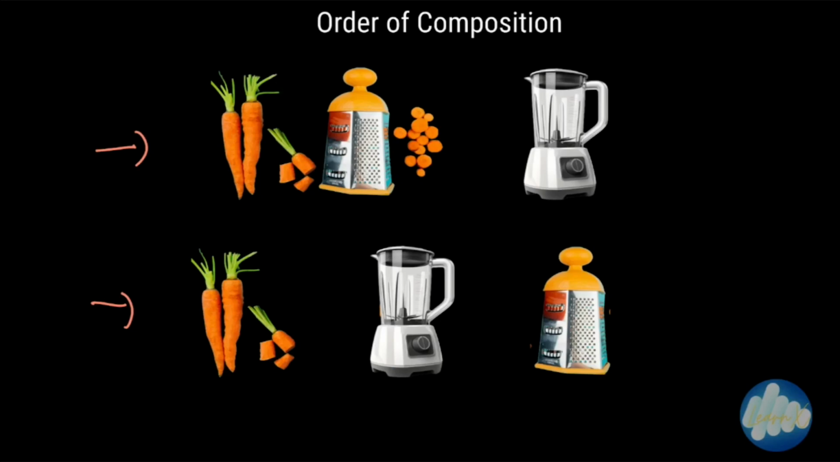You'll have, first it'll go to the blender, which won't do a really good job. It'll perhaps break it into somewhat large chunks, and then you could use the grater and break it down into fine gratings, perhaps at best. But you're definitely not going to get your carrot juice. That's impossible. So what you want to see here is that when you switch the order of operations, the output will not necessarily be the same.